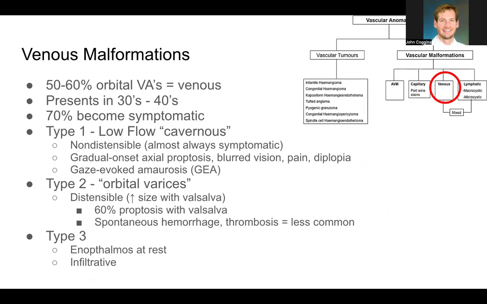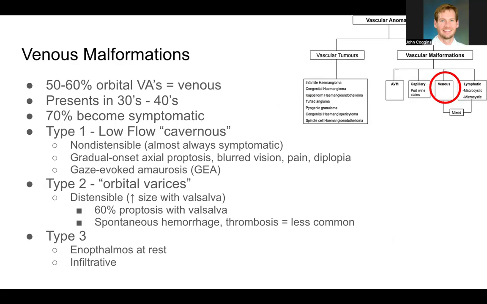Venous malformations make up about 50 to 60% of all orbital venous anomalies. They usually present in the 30s and 40s of life. 70% become symptomatic at some point. And then I'm going to break down the different types. There's three of them. There's type 1, which are low flow. They're often called cavernous. And if you hear the word cavernous hemangioma, it's somewhat of a misnomer. Truly, what they are is cavernous venous malformations.